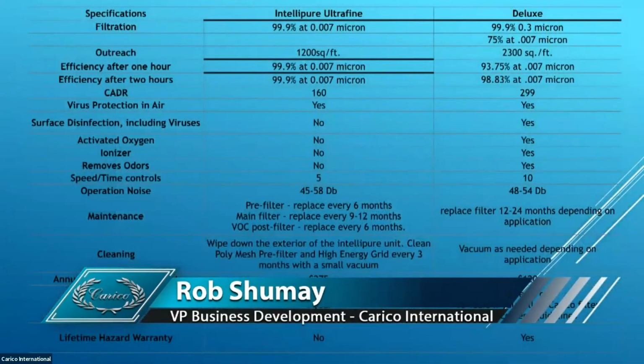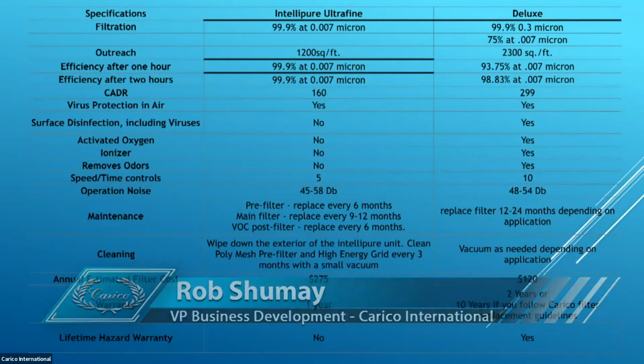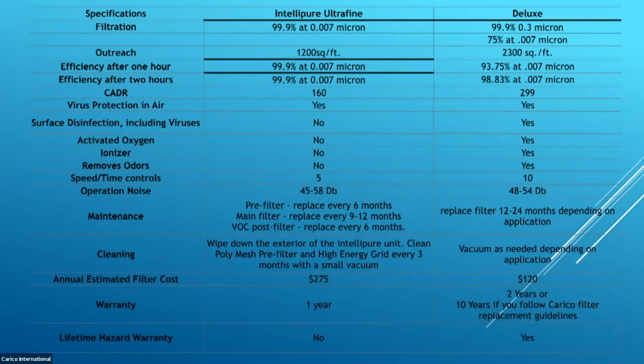What I'm going to do is show you a chart, and I'm going to go through these items line by line. If you could put that up for me. Okay, so the first thing is, the IntelliPure makes a claim that they are 99.9% effective at 0.007 microns, okay? Now, we've been tested at two different micron sizes. We are 99.9% at 0.3 microns, but we also know we are 89% effective at 0.08 microns.